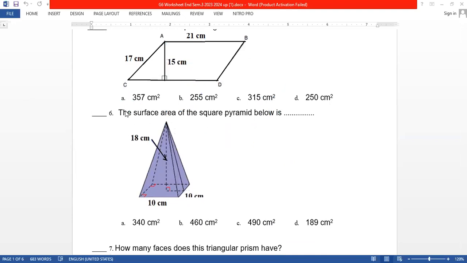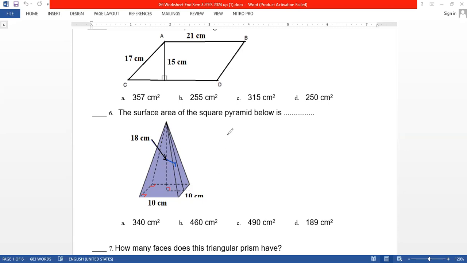The surface area of a square pyramid. As you know, to find the surface area of a square pyramid, you need to find the area of all the faces. So how many faces do you have here? 5 faces: 1 square and 4 triangles. This, guys, this is the height, this 18 is the height of the triangle.